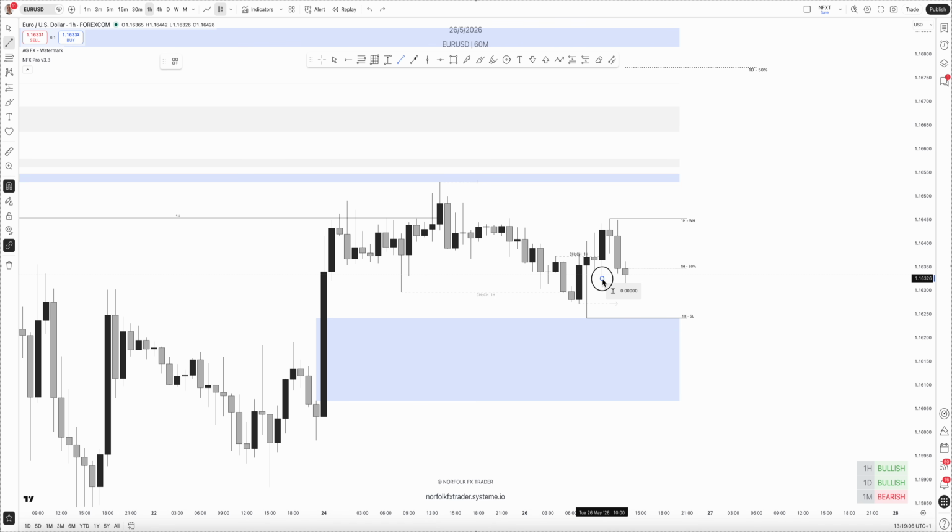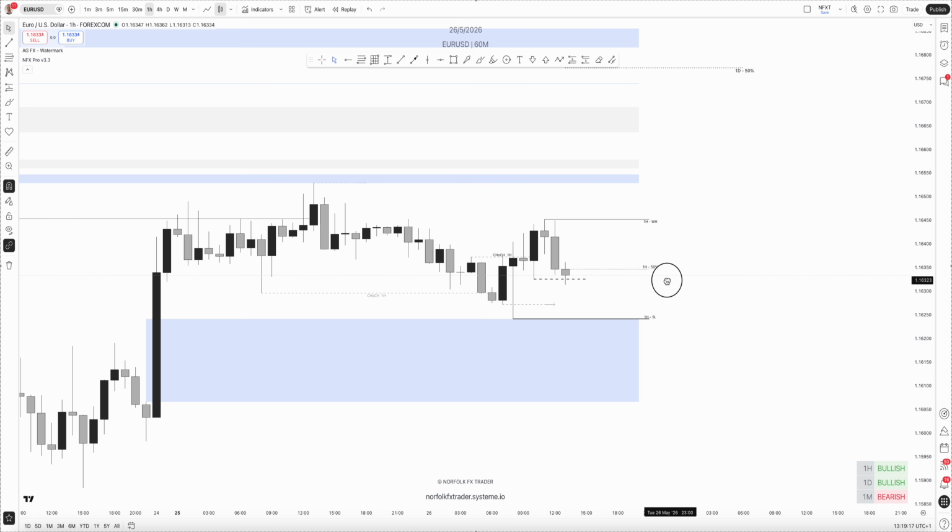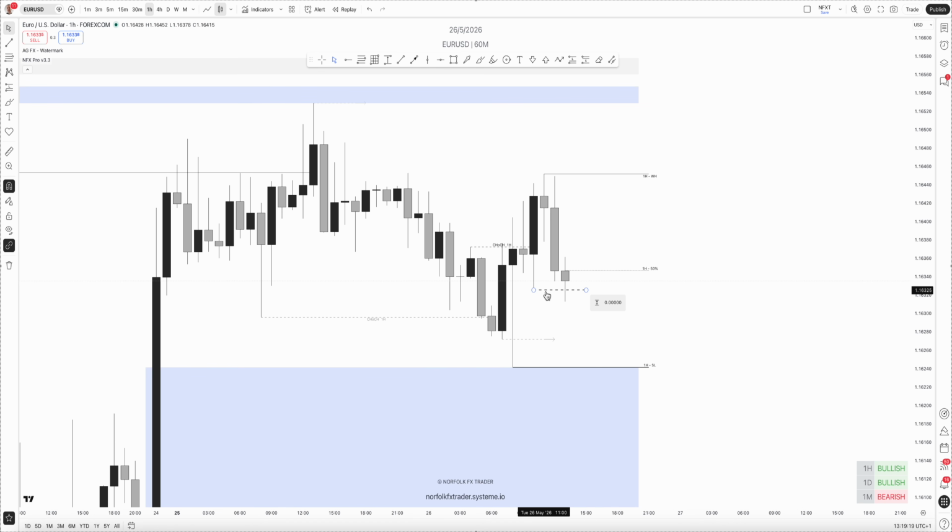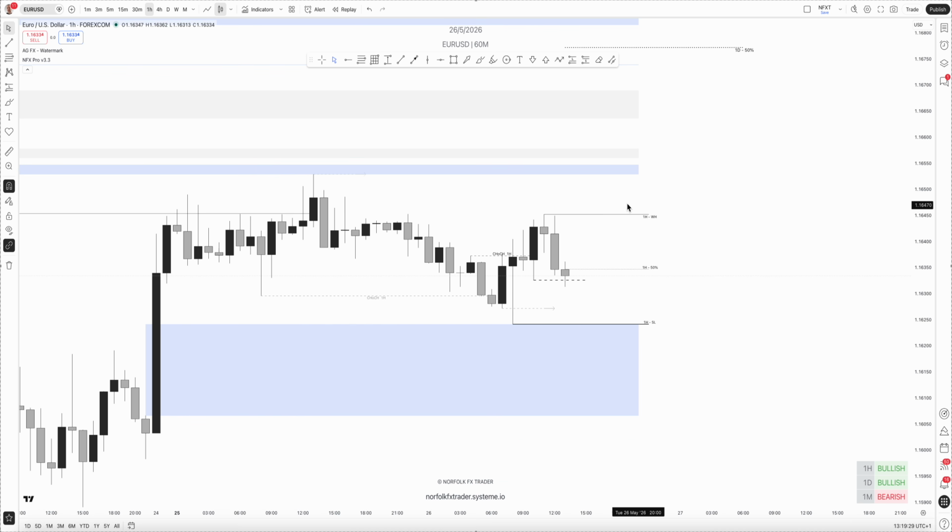Now, if you want to understand internal and external liquidity, there's an awesome video coming out the other day. I'll leave that linked above if you want to watch that video, understanding liquidity. So if we go closer into this, we're potentially sweeping this low. We are bullish on the 1 hour structure. You can see the bullish movement. We're below 50%, which is great. And we're with the structure on the daily, which is currently bullish.